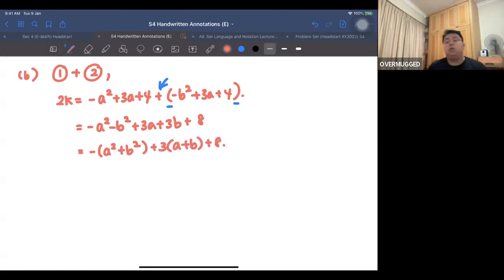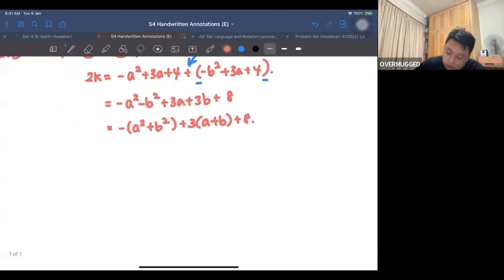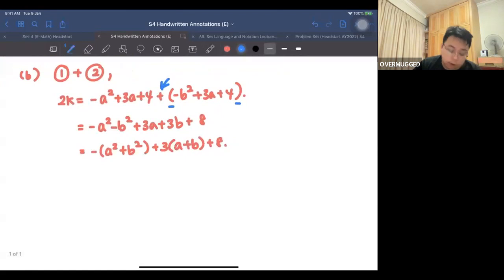And what's the reason for doing this? Because in part A, I already know my a plus b value. So we know that a plus b is 3. So I can use this piece of information here to simplify my equation. Though it is not super necessary, take note that it is important to always leave your answers in as simple a form as possible. Okay. So let's do that.